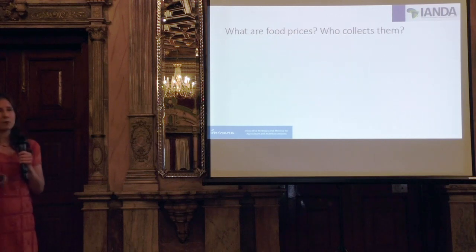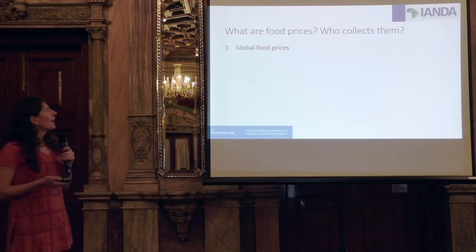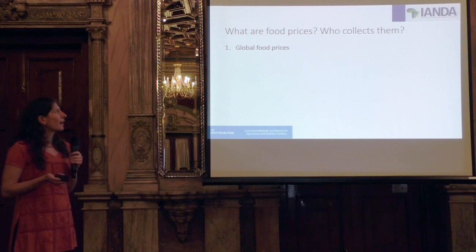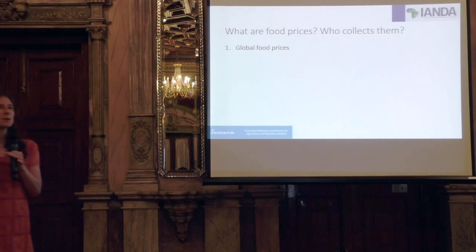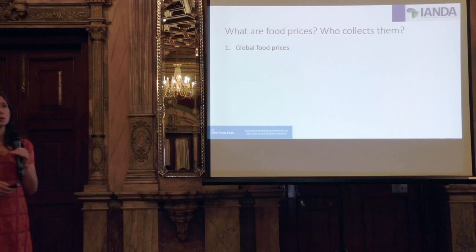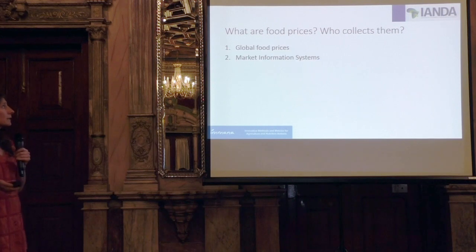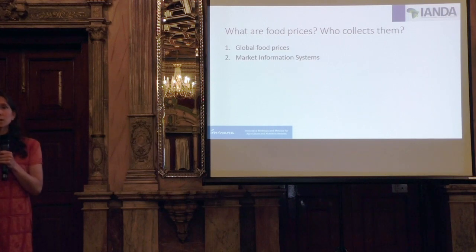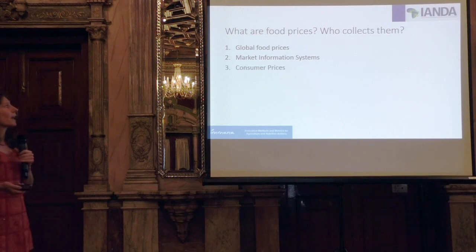So what are some of those existing systems? This was the first task of our project. So first of all, there are global food prices. I'll just give an overview in this slide. There's 3 main sources, and there's some other smaller sources, but I'm going to focus on these 3 big sources of food prices. There's global food prices, there's market information systems, and there's consumer prices. I'll tell you what each of those mean.